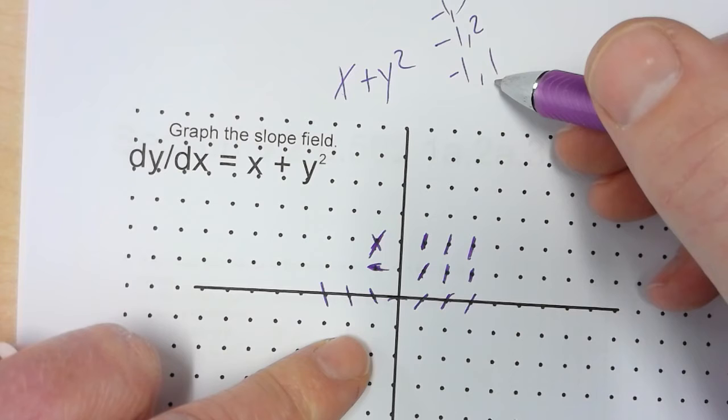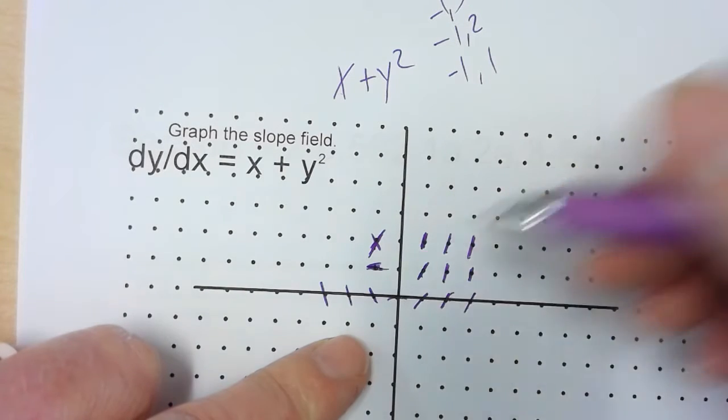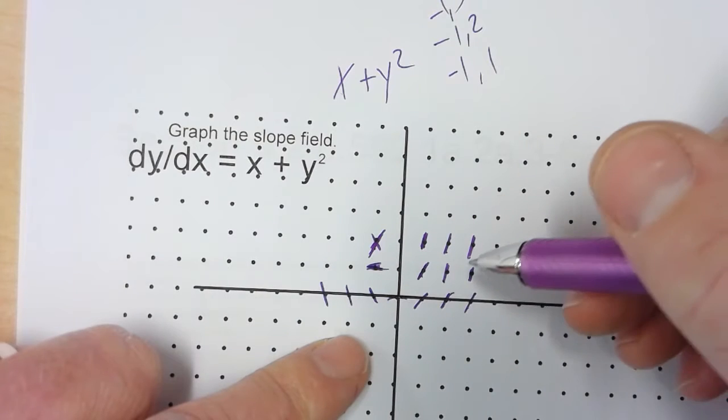Yes. I've made a couple of YouTube videos today. Yeah, negative 1, 1 would be 0.